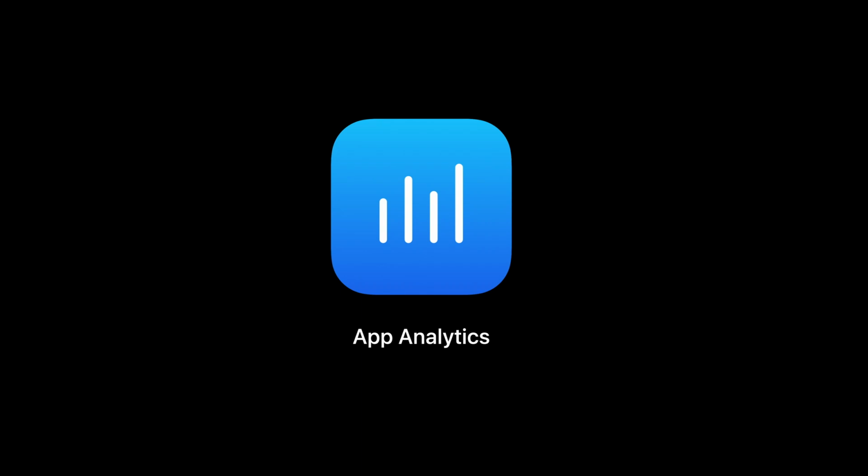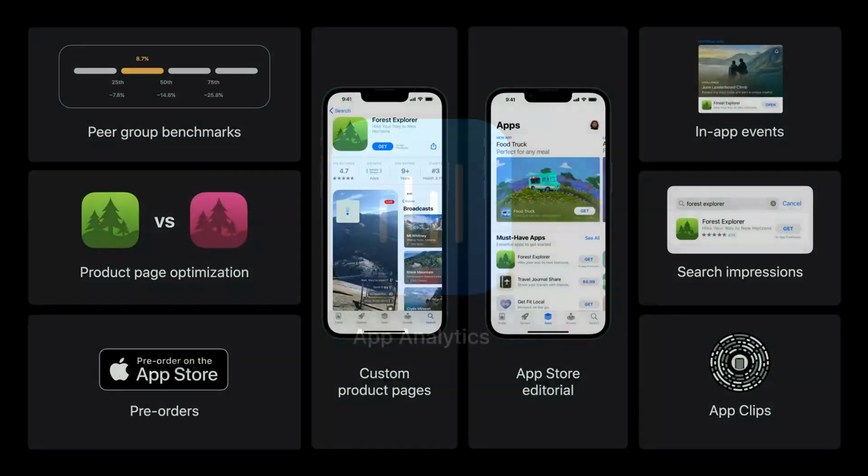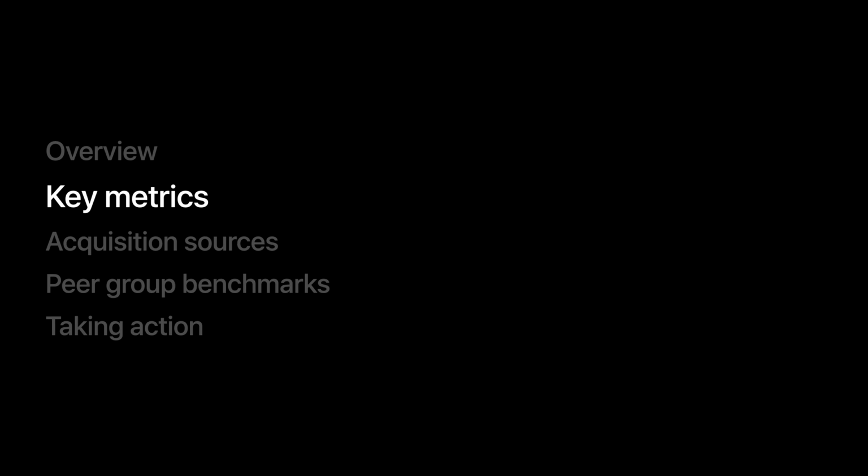App Analytics provides you with insightful data about your downloads, redownloads, proceeds, and more, and this data enables you to use many of the different features that the App Store offers, including product page optimization, custom product pages, and in-app events, and allows you to find out which ones work the best for you. App Analytics also provides you with helpful data while respecting user privacy. Data is aggregated across a minimum number of users in order to provide you with insights about your performance in a privacy-friendly way.